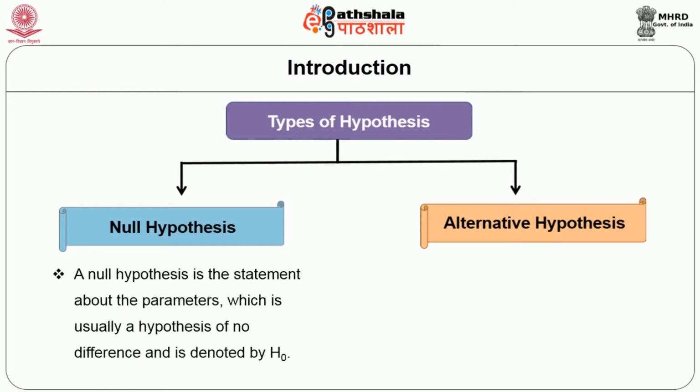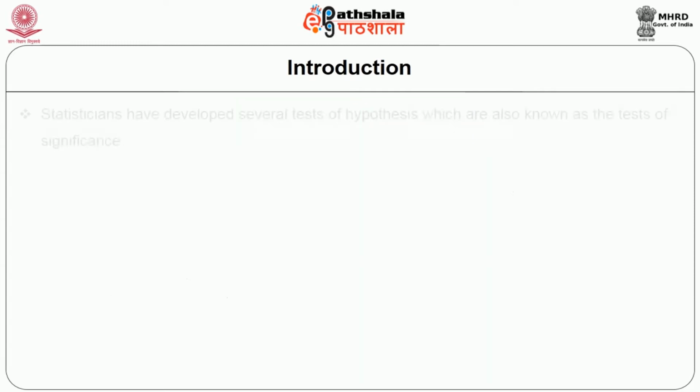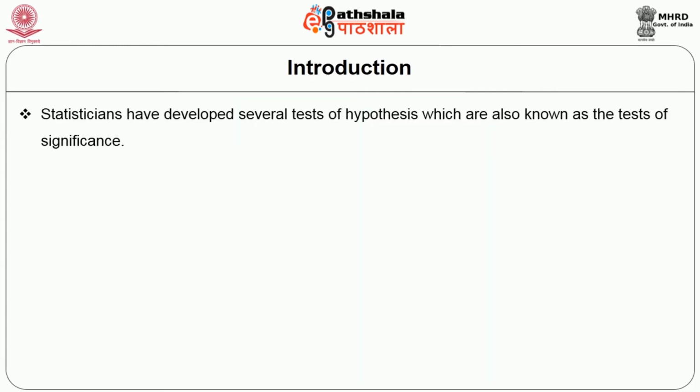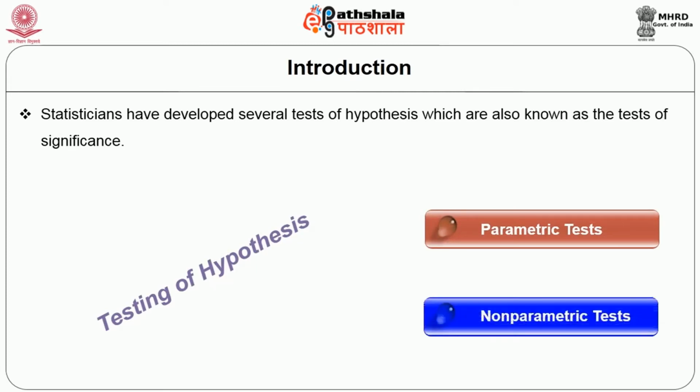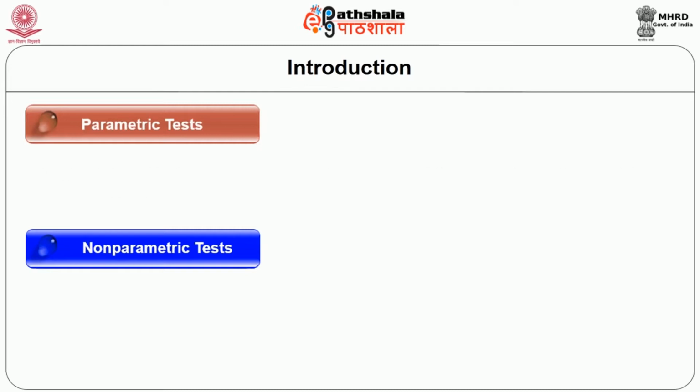A null hypothesis is the statement about the parameters which is usually a hypothesis of no differences and is denoted by H0. On the other hand, any hypothesis which is complementary to the null hypothesis is called an alternative hypothesis. Usually it is denoted by H1. Statisticians have developed several tests of hypotheses which are also known as the test of significance. When we talk about the testing of hypothesis, we have parametric and non-parametric test.